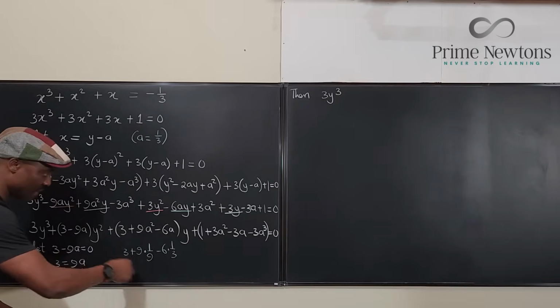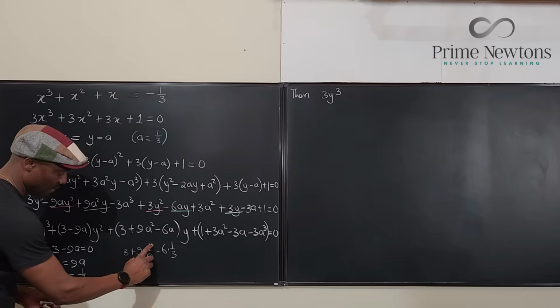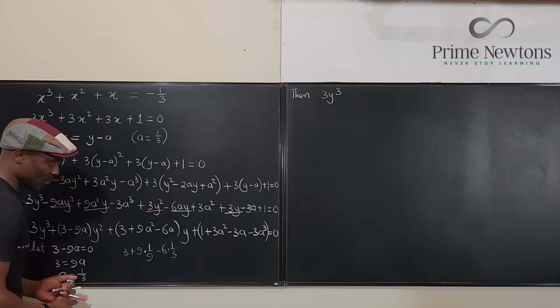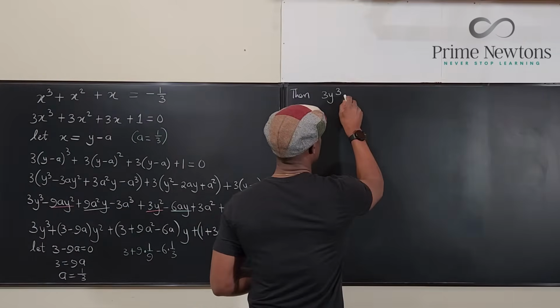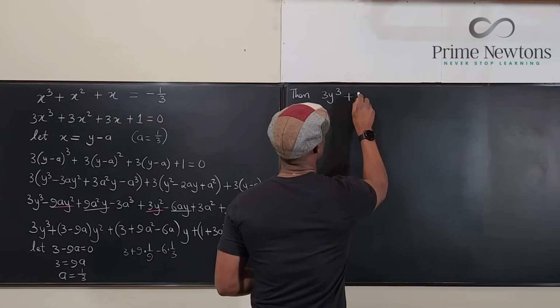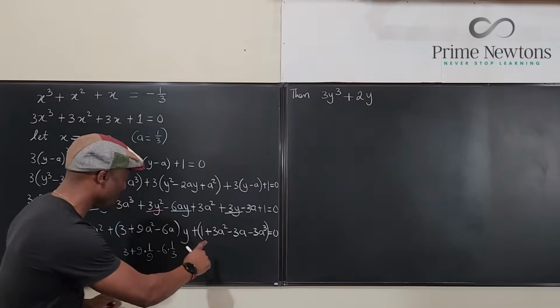So what comes out of this? This is going to be 1. 3 plus 1 is 4. This is 4 minus 2. That's going to be 2. So ultimately what you have is just plus 2y.